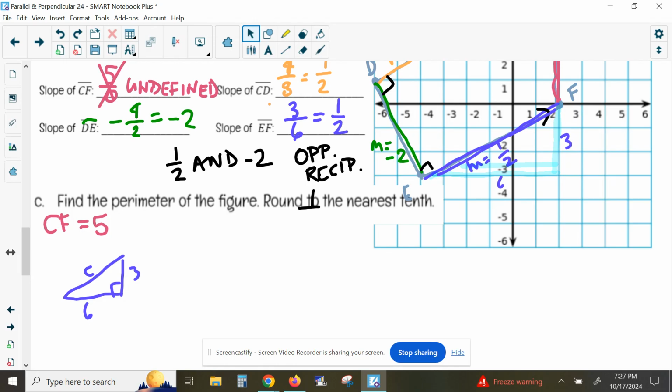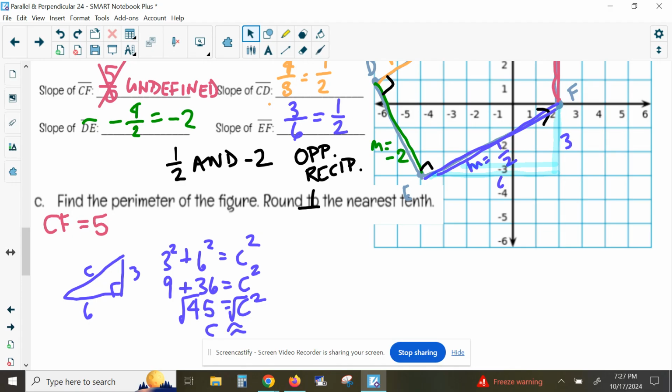So that is 3 squared plus 6 squared equals c squared. So 3 squared is 9 plus 6 squared is 36 equals c squared. 36 plus 9 is 45 equals c squared. And then I'm going to have to put that in my calculator and find the square root. So I'm going to get c is approximately.